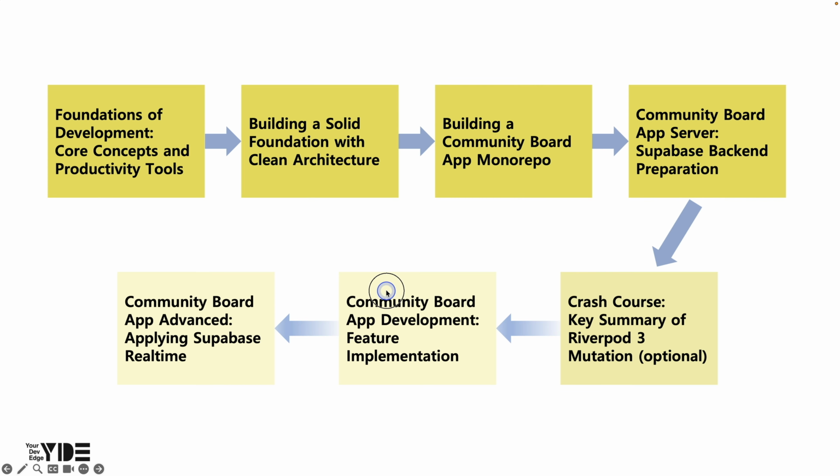Section 7. Community Board App Development, Feature Implementation. This is the core stage, where all the knowledge learned so far is fully utilized. We will meticulously implement the app's key features, including authentication, post management, profiles, and responsive search one by one, utilizing clean architecture, Riverpod, and global event bus.